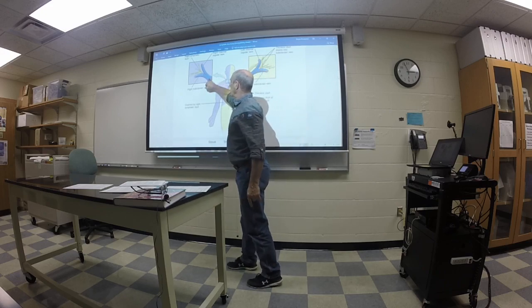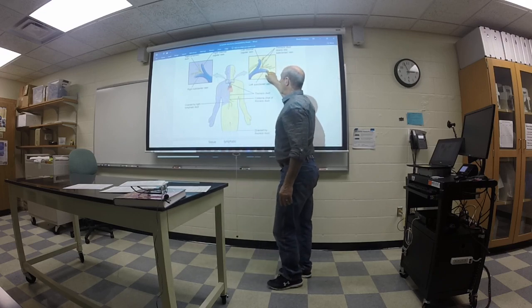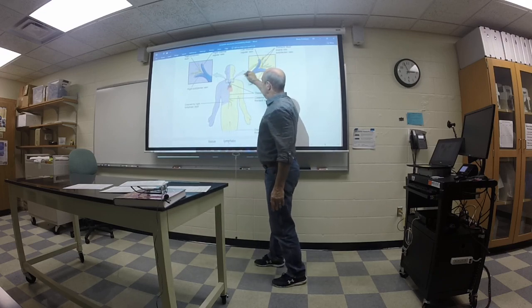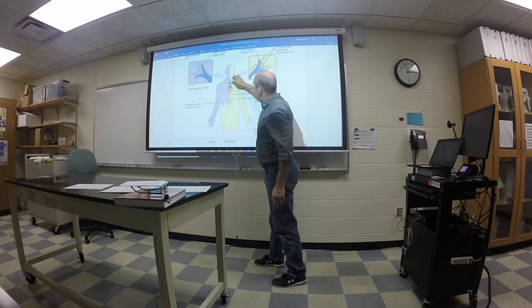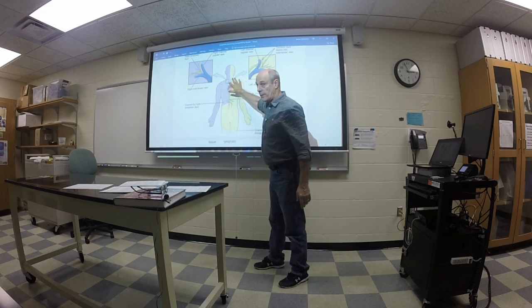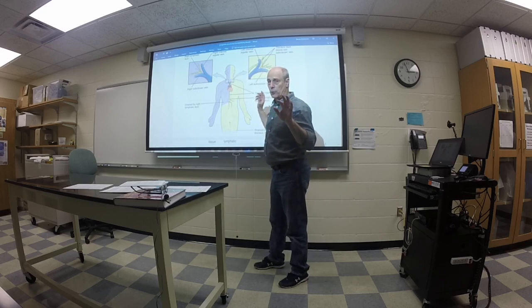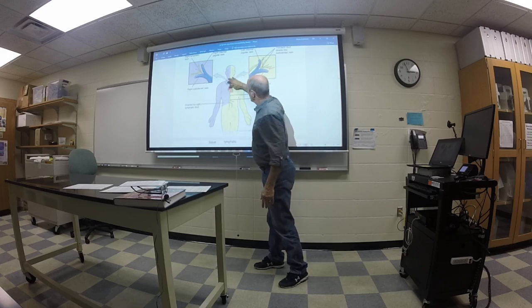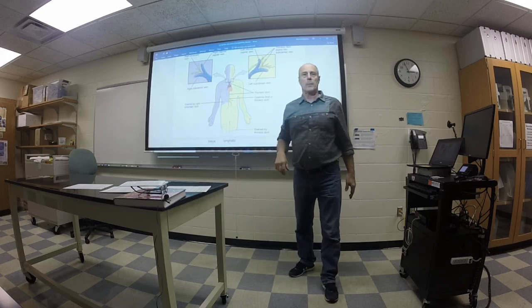Both vessels, both the right lymphatic duct and the thoracic duct, carry lymph back to right here. This is called the left subclavian vein. This would be the right subclavian vein. So right here, those ducts are going to dump that lymph right back into the system. Now these are veins. Remember, veins carry blood toward the heart. Boom, right into the heart goes all that lymph, okay?